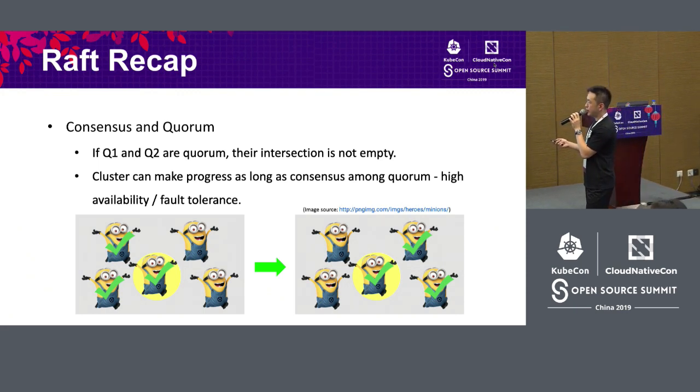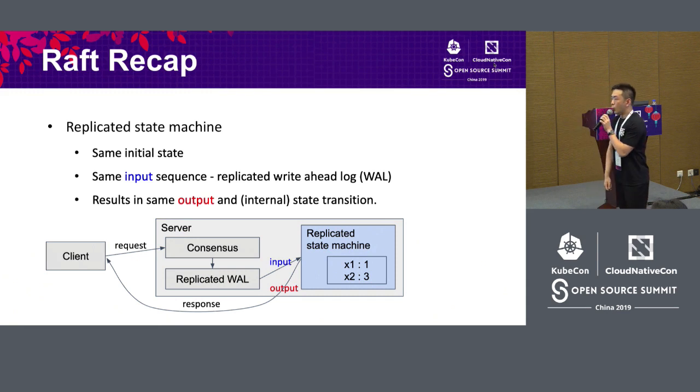So the nice thing about the Raft consensus protocol is that the entire cluster can make progress as long as there is agreement among the quorum. What does that mean? In this example, you don't need all 5 servers to be available for you to serve the client. You can have at most 2 servers unavailable at the moment. But as long as you have a quorum, which is 3, and they agree to something, the entire cluster can still serve the client, right?